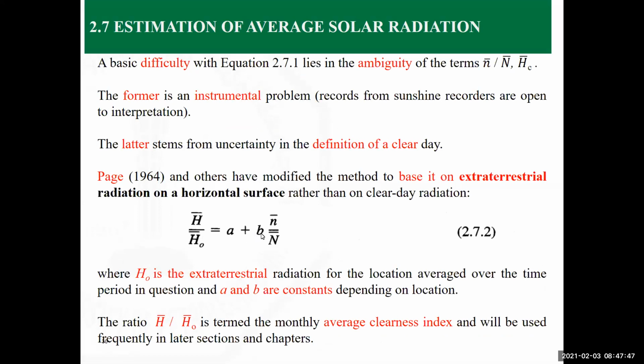A, B are constants. The value of n bar can be found in a table, and capital N can be found either on a table or a graph or an equation. So these are values that are available, out of which you can calculate this ratio. And this ratio is always referred to as average clearness index. We are going to use that a lot when we come to the applications of solar collectors starting from chapter 6.